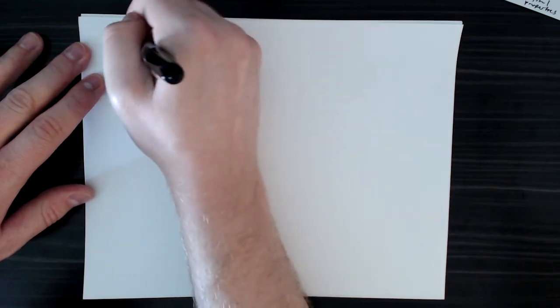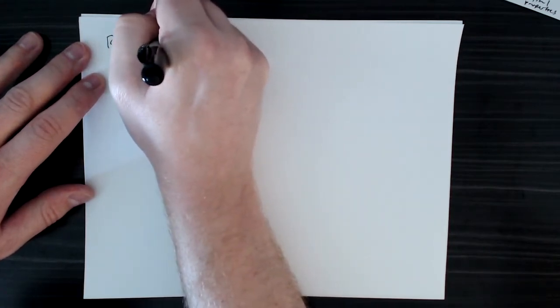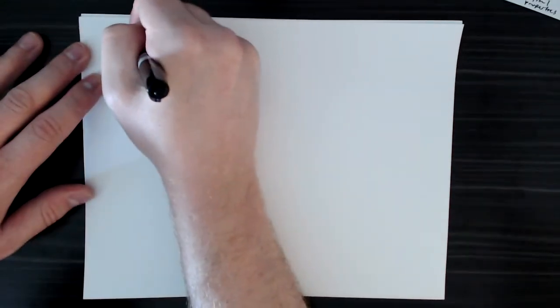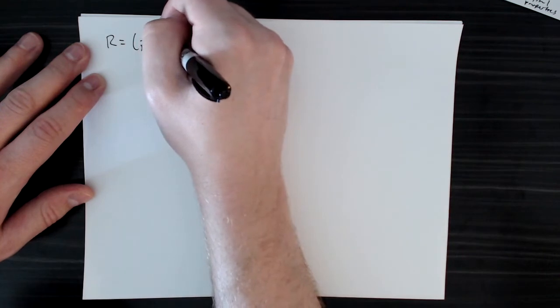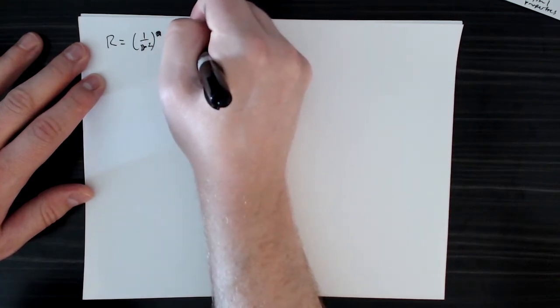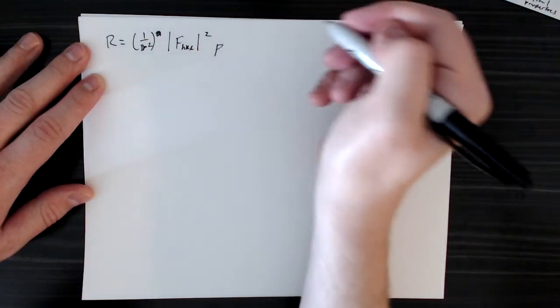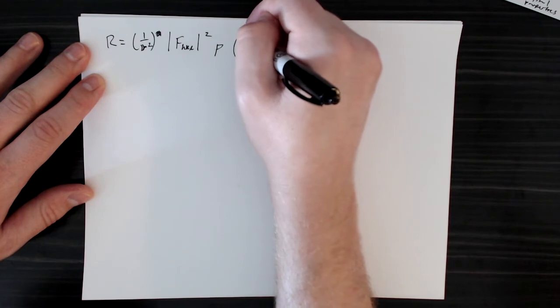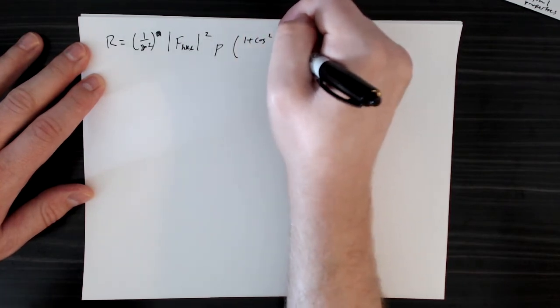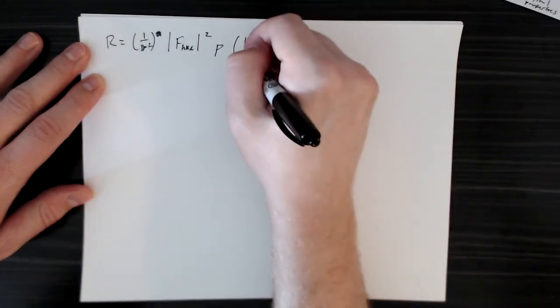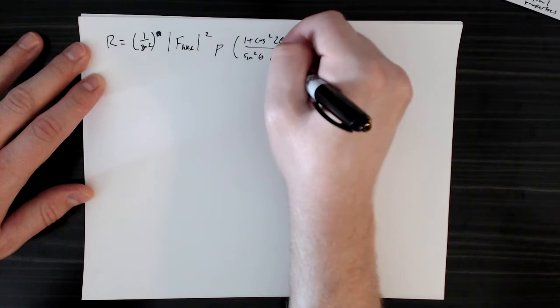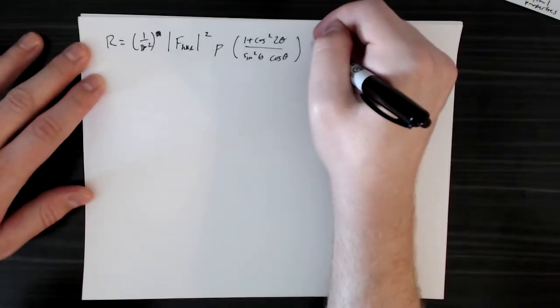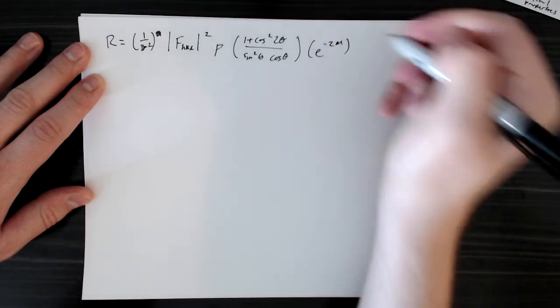Okay, so the R term, the R alpha term that we talked about, is related to angle and crystal properties. So we can write this as V squared, and then we have the structure factor, the absolute value of that. We have a term P, then we have a term involving the angle, and then a last term, which is an exponential of 2M.